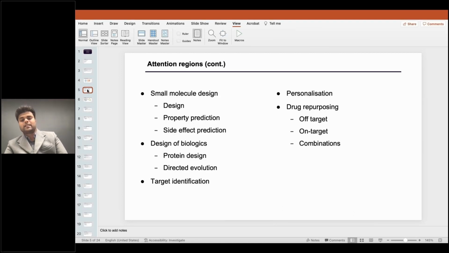So this is again a rework of just a listing of what I've talked about earlier, the attention regions for machine learning and drug discovery. In this particular conversation, we're probably going to be talking a bit about small molecule design and drug repurposing, and less about the other ones. Next slide, please.